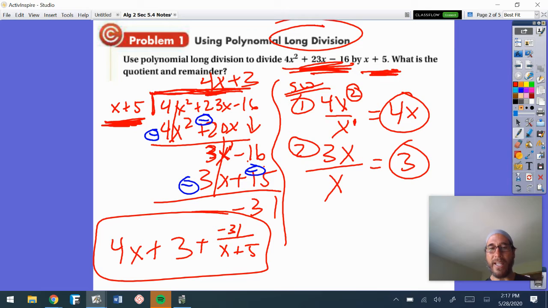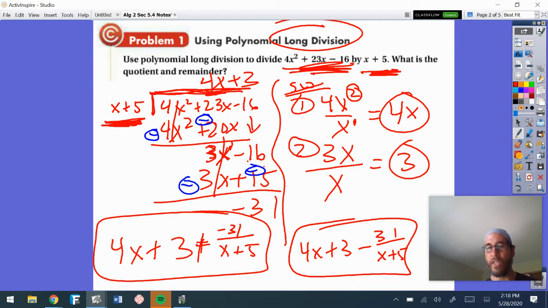Another way we could write that answer, because a positive and a negative makes a negative, would be 4x plus 3 minus 31 over x plus 5. That means that negative is going to the 31. A little bit cleaner like that, okay? But that is long division.